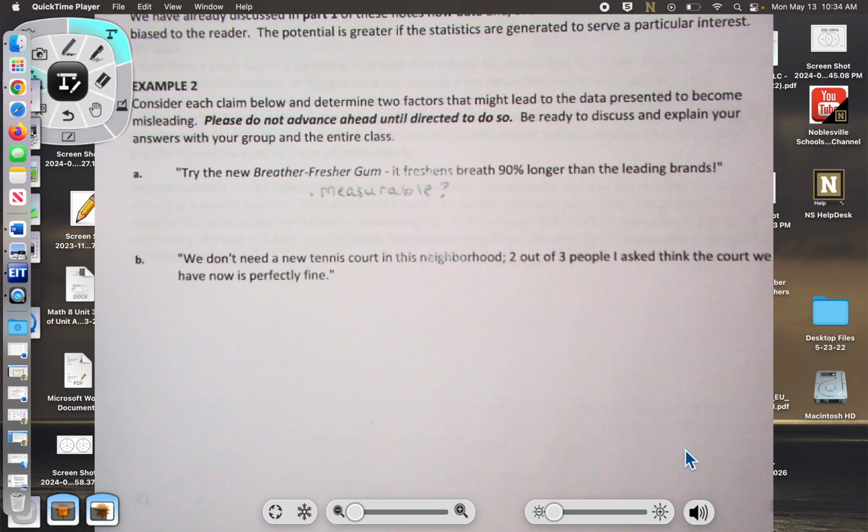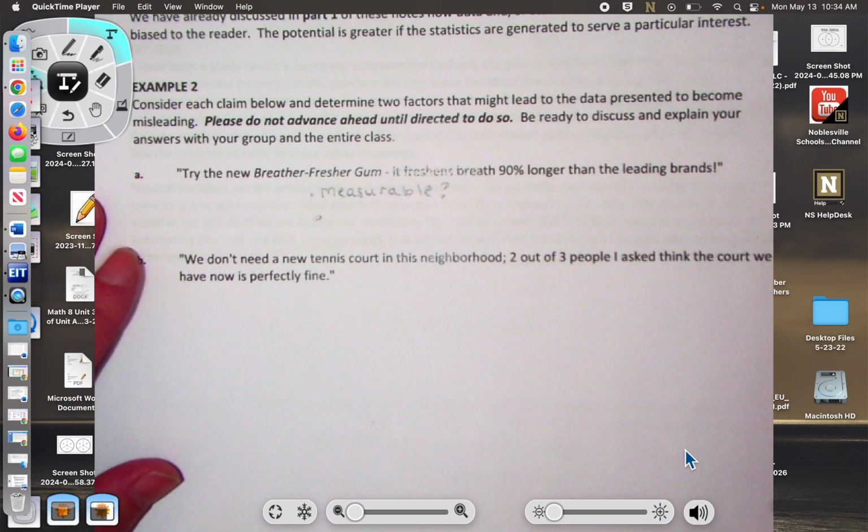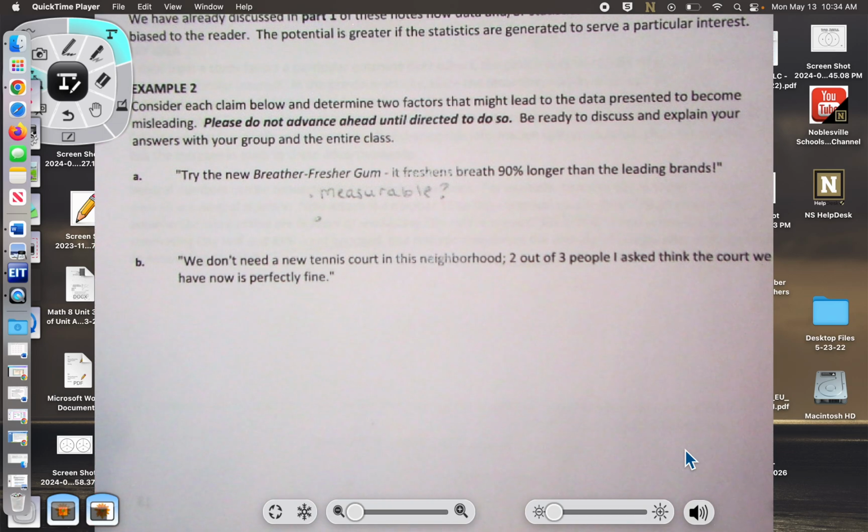Okay, 2 factors: measurable, and I don't know what another factor might be. I don't know, I'll have to come back to that one. Maybe you guys can think of one.